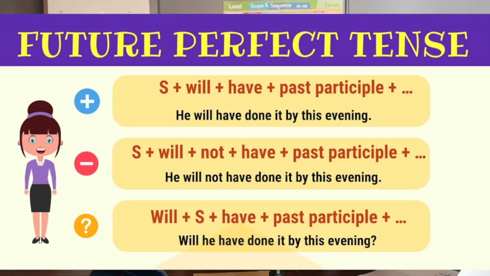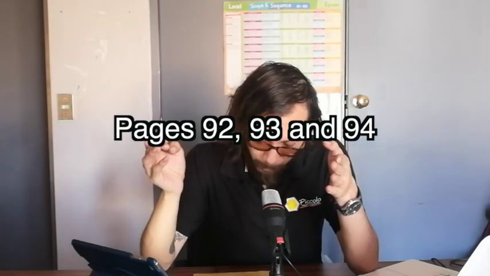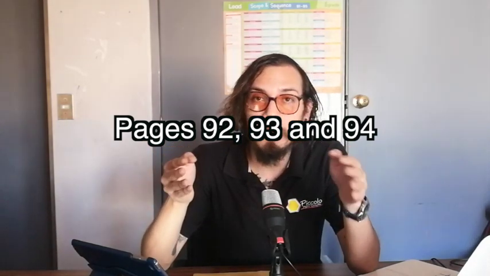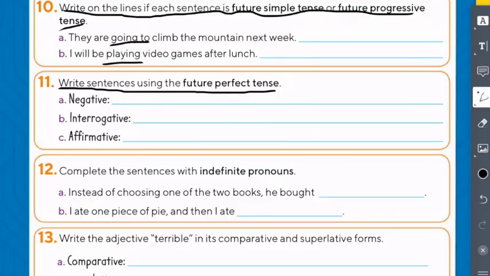Remember that for negative is subject plus will plus not plus have plus past participle plus the rest of the sentence, and in interrogative is will plus subject plus have plus past participle plus the rest of the sentence, and ending on a question mark. Super easy. But if you want to check more information, the pages are 92, 93, and 94. On those pages, we already learned the future perfect tense, right? So on this, you're going to write down one negative, one interrogative, and one affirmative, right? So pause the video, and when you finish, unpause it so we can continue.